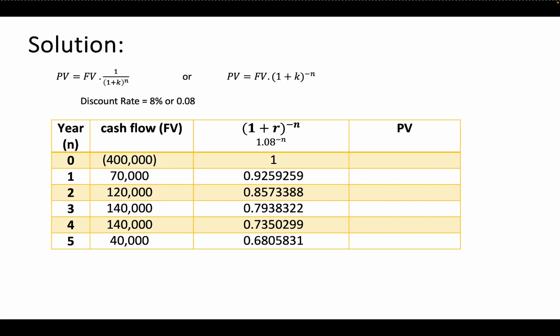And then in order for us to get the present value, we are going to multiply the cash flow, or the future value, times what we have here, just as represented in the equation. So for year 0, we have negative 400,000. And then for year 1, we have that value. For year 2, we have that value. For year 3, we have this value. Year 4 and year 5, that's the value that we are going to get.